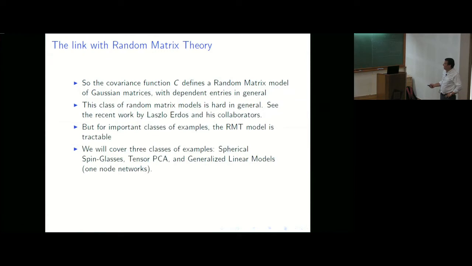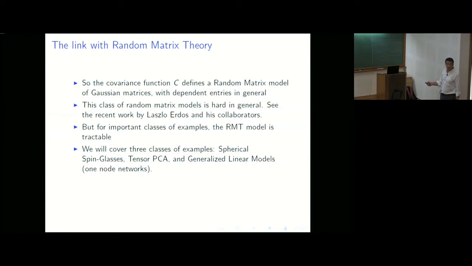So I will cover three classes of examples. First, the spherical spin glass, which has nothing to do with inference, but just to relate what I'm doing to the lectures before on glasses. The question of tensor principal component analysis, or spiked tensors. And then, which is more recent, the question of generalized linear models, or generalized regression, as Mark called them, the one-node networks we've seen, perceptron, teacher-student type of things.